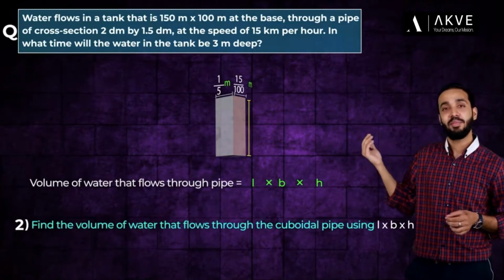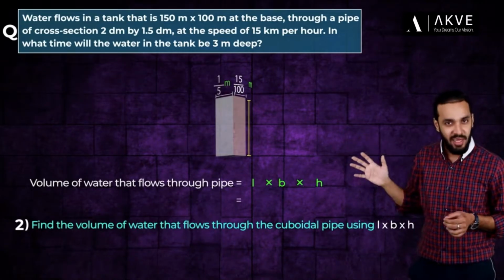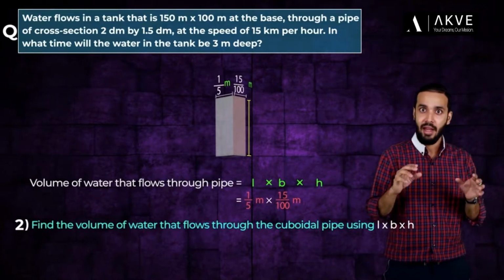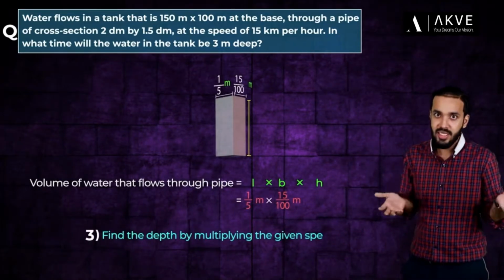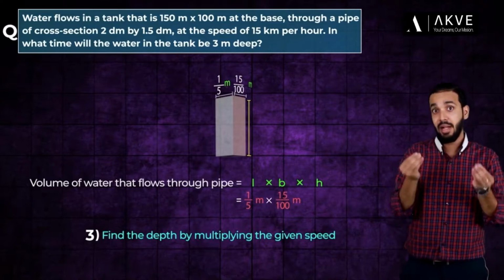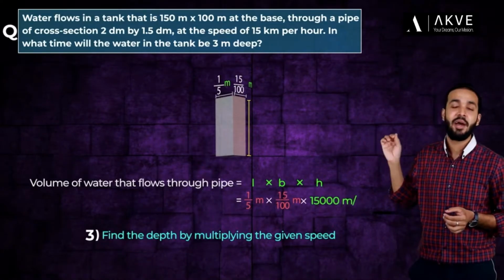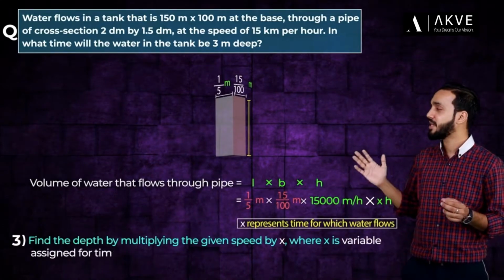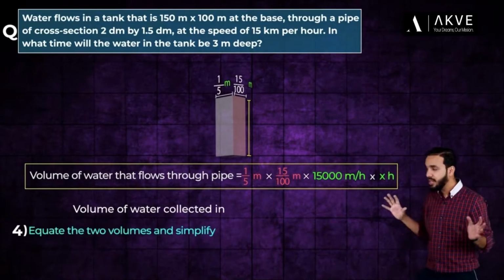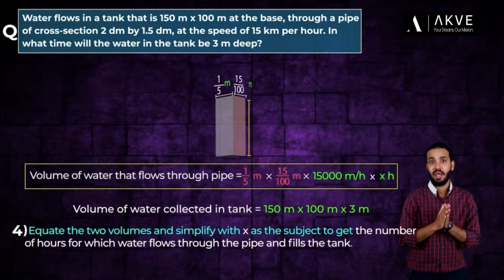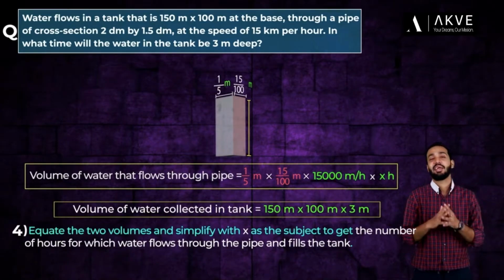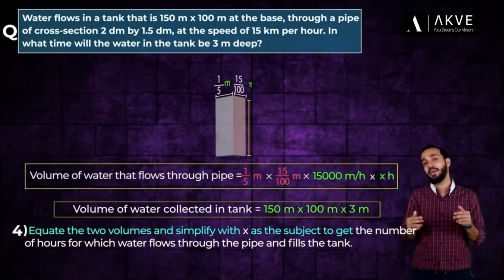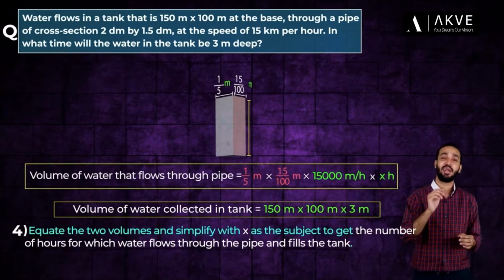Here, the length and breadth are 1 by 5 meters and 15 by 100 meters respectively. And to find the depth or the distance that the water travels, we multiply the given speed by x, where x is the variable we assign for time. We then equate the two volumes and simplify with x as the subject to get the number of hours for which the water flows through the cuboidal pipe and fills in the cuboidal tank.